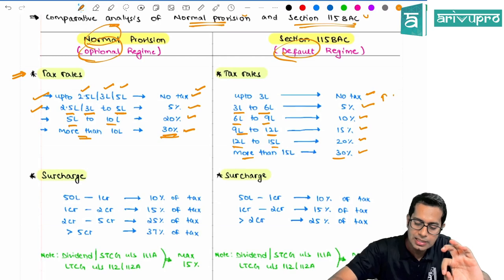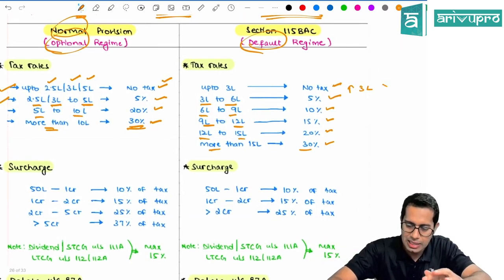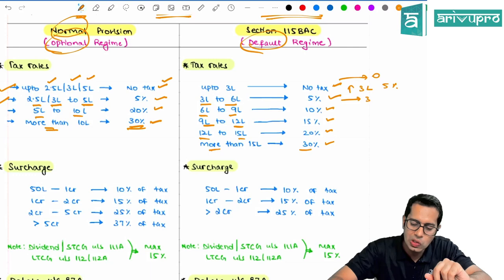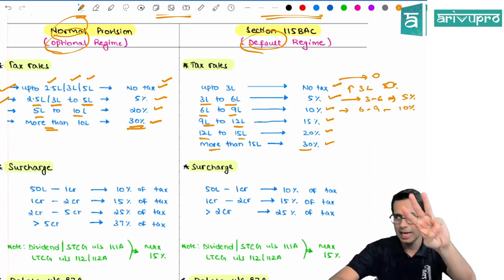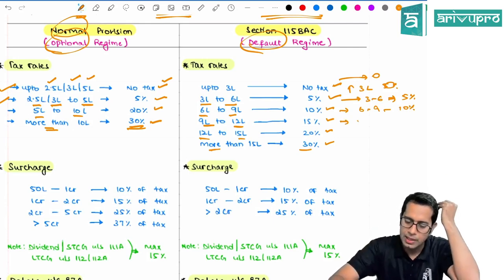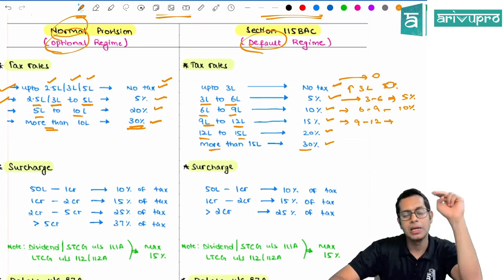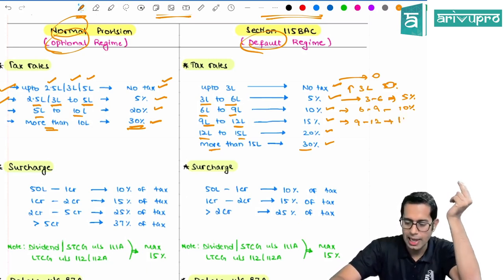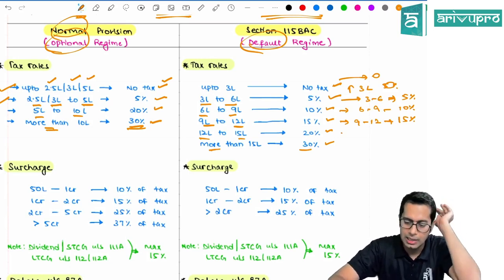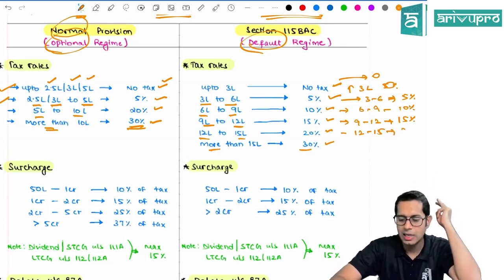Your income is increasing by 3 lakh and tax is increasing by 5%. See, up to 3 lakhs, nothing. Then 3 to 6, tax increases by how much, sir? 5%. Then from 6 to 9, 10%. Income increased by 3 lakhs, tax increased by 5%. Then from 9 to 12, income increased by 3 lakh, tax increased by 5%. Then from 12 lakhs to 15 lakhs, income increased by 3 lakhs, tax increased by 5%, which is 20%.